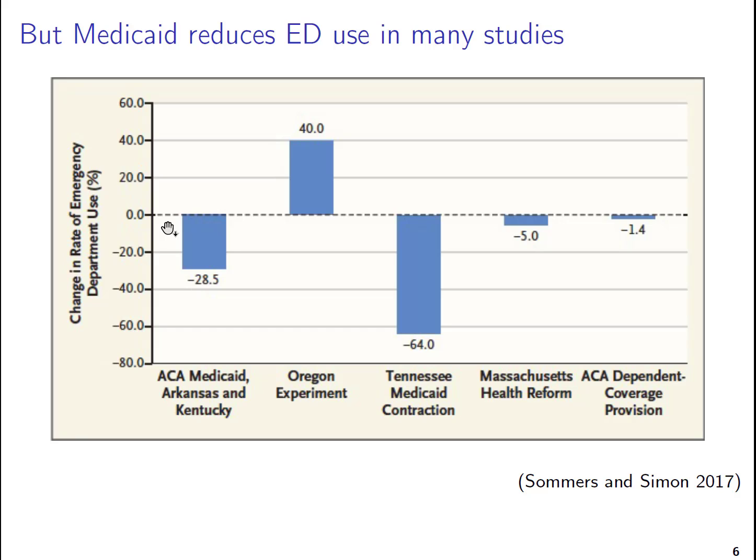In fact, you might think that the Oregon study is actually more credible because it's based on a randomized lottery, and so maybe it has more credibility relative to these other studies that are based off of natural experiments. Well, Tim, yes? The ACA, Medicaid, Arkansas, and Kentucky.